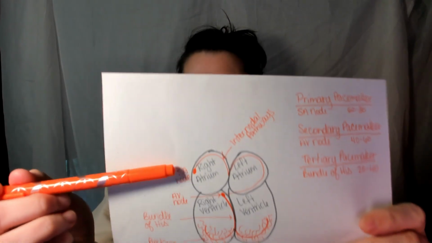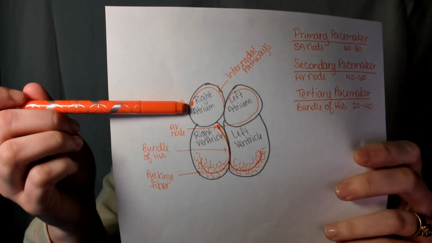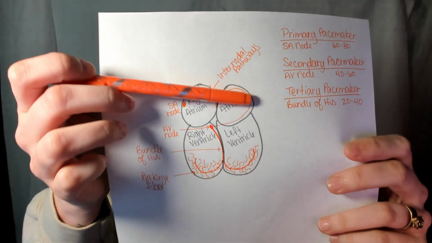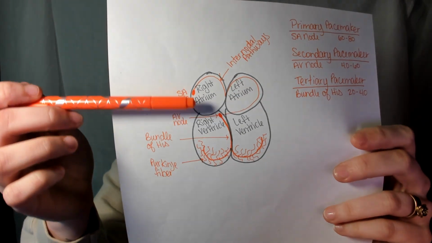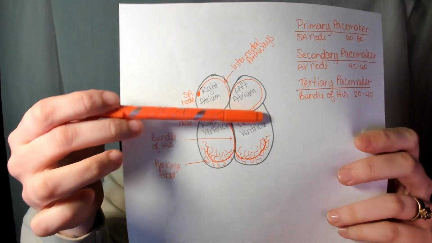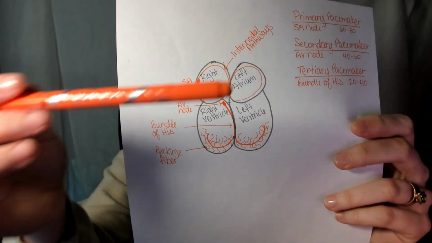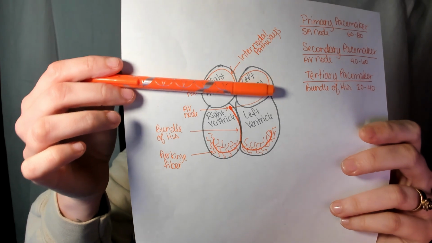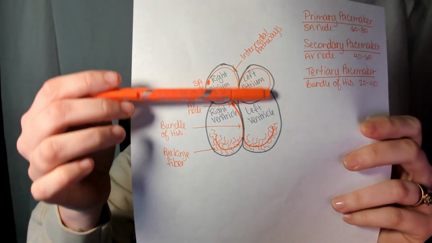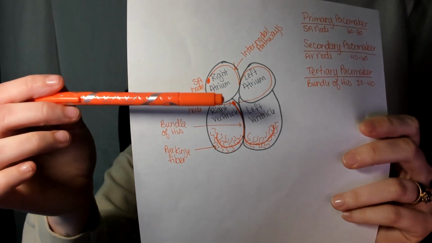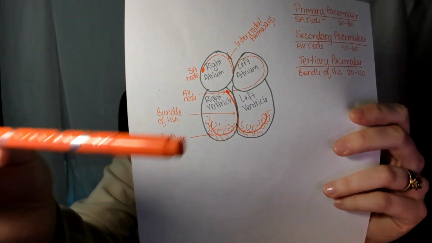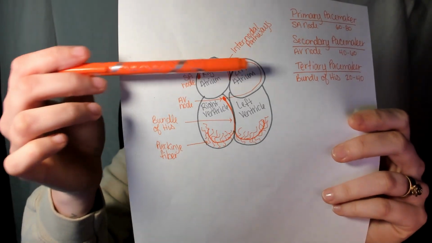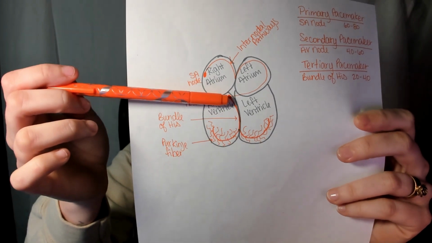So the SA node fires its signal. We go through the internodal pathways to the AV node. Now, when its signal's fired and it's going through these pathways, your atria contract at the same time, okay? So here's the signal from the SA node to the internodal pathways, and atria contract at the same time. The signal is sent to the AV node, okay?